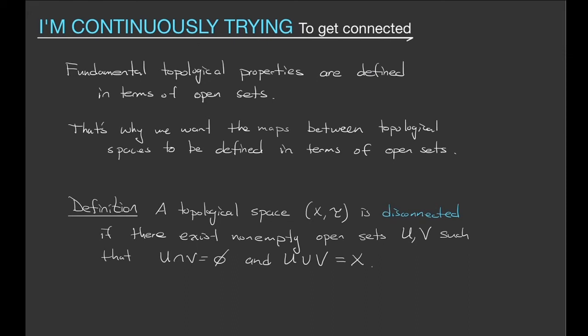We say a topological space, X with tau, is disconnected if there exist non-empty open sets U and V such that they're disjoint, they don't overlap at all, they have no common intersection, and yet when you take their union, you get the entire parent space X. If there is such a pair, we say the topological space is disconnected. If there is no pair, then we say that the topological space is connected. So does the pair exist? Yes, then it's disconnected. If it doesn't exist, then it's called connected.